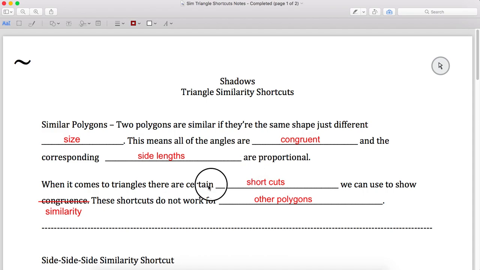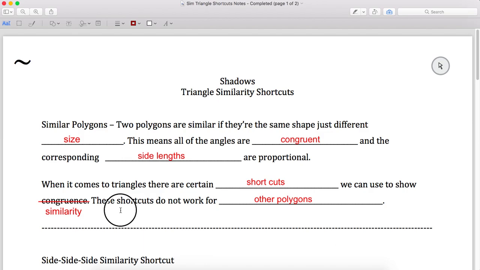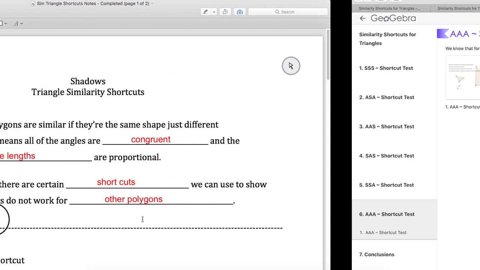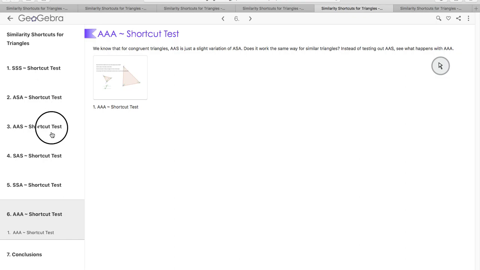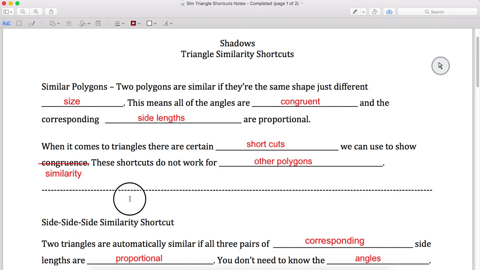And so again, when it comes to triangles, there are certain shortcuts we can use to show similarity. And these shortcuts don't work for other polygons. I realized that we didn't mess with any quadrilaterals or anything today, but these shortcuts aren't going to work for other shapes, just triangles. And so we can really narrow it down from this long list of options to just three that we need to worry about.